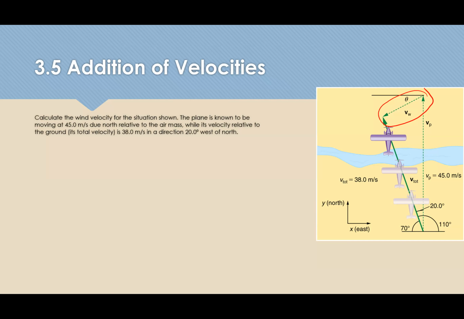In order to do that, I want to remind you that V total is a resultant vector, okay? And a resultant vector can be broken down into Rx and Ry. We can solve for that given the total information we've been given so far, because we know V total is 38 meters per second. And we know the angle is 20 degrees west of north, which you can see has already been converted for us to 110 degrees. So we can do that.